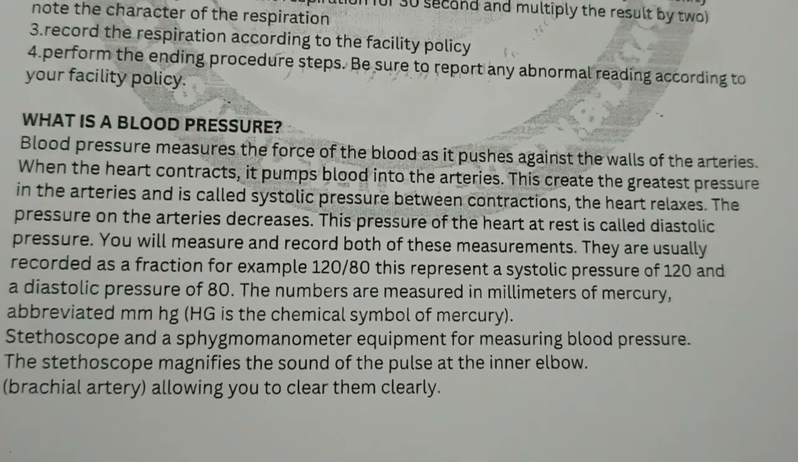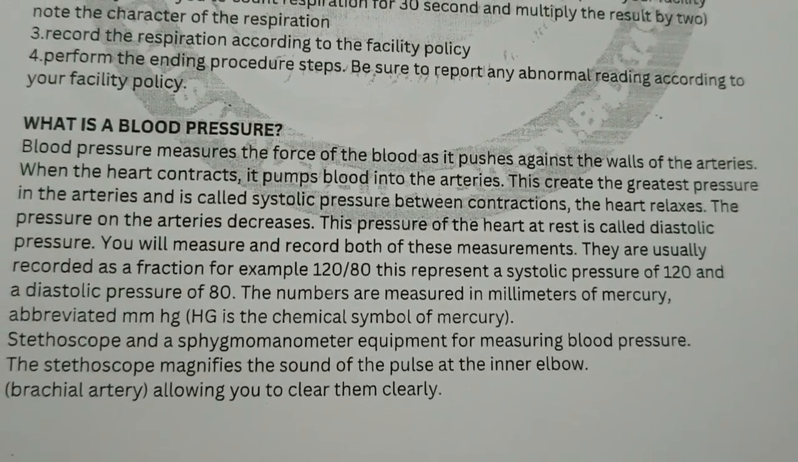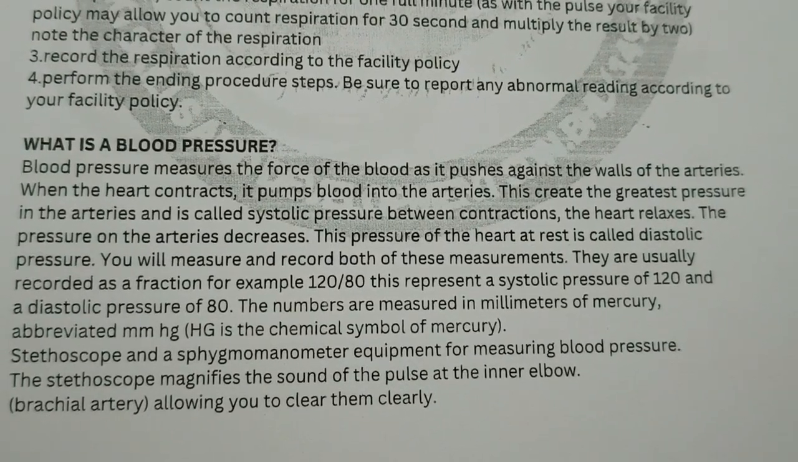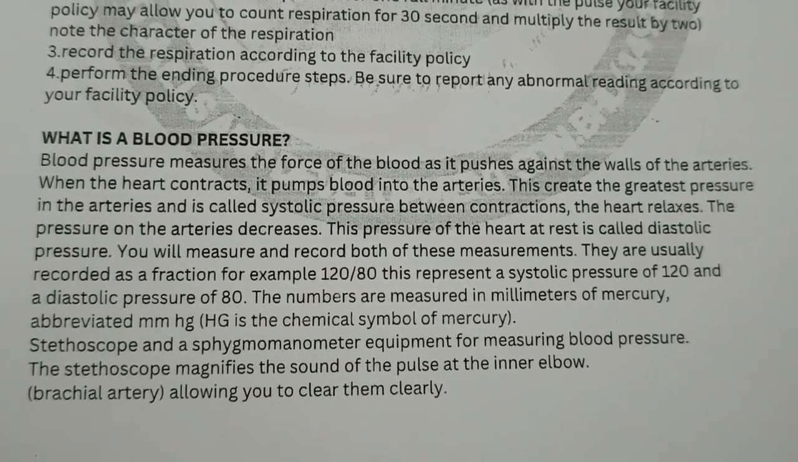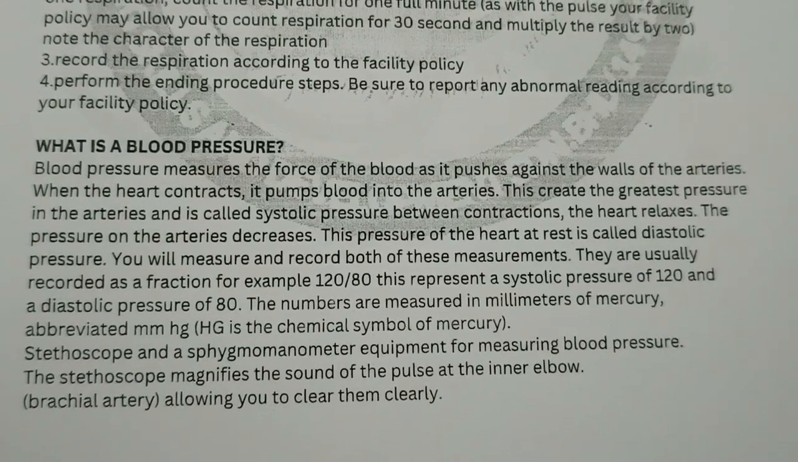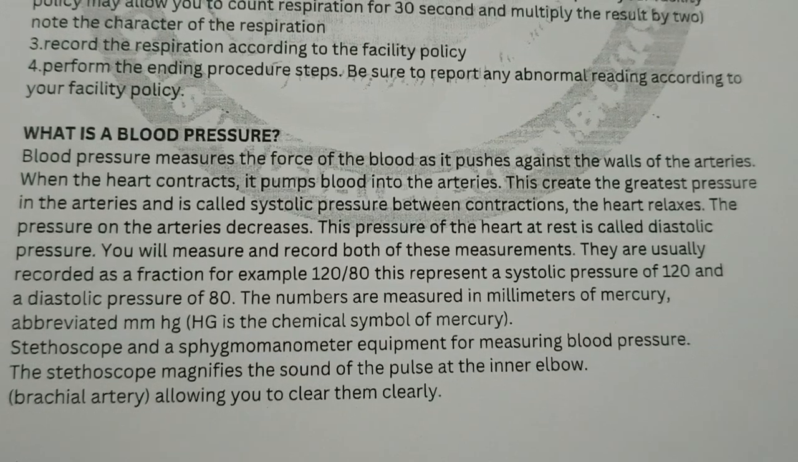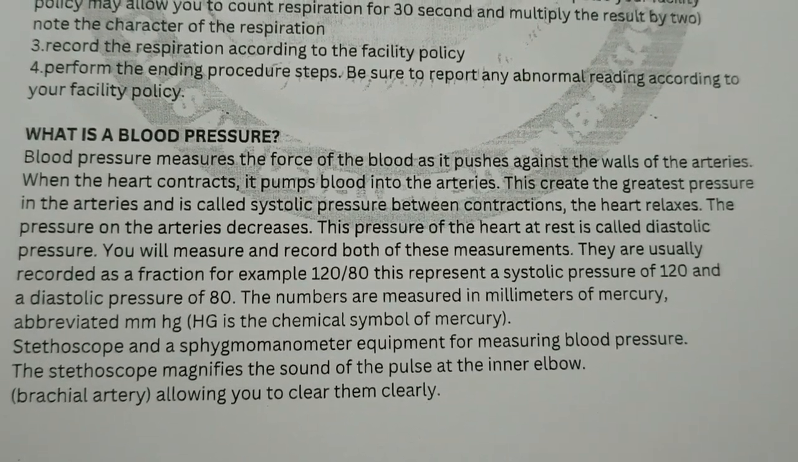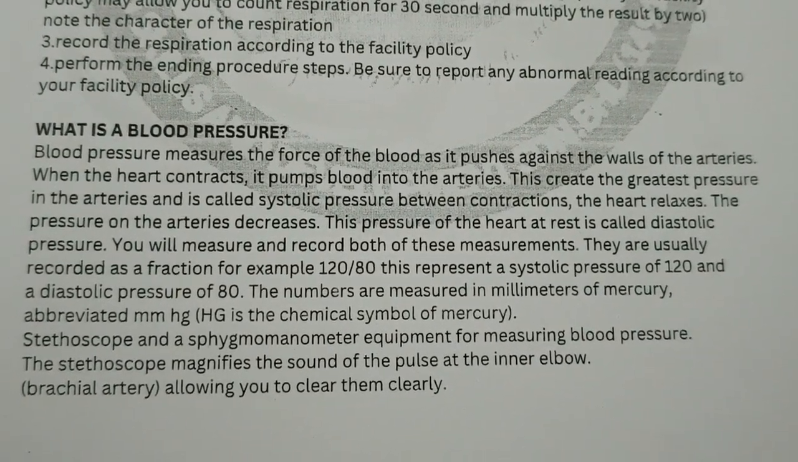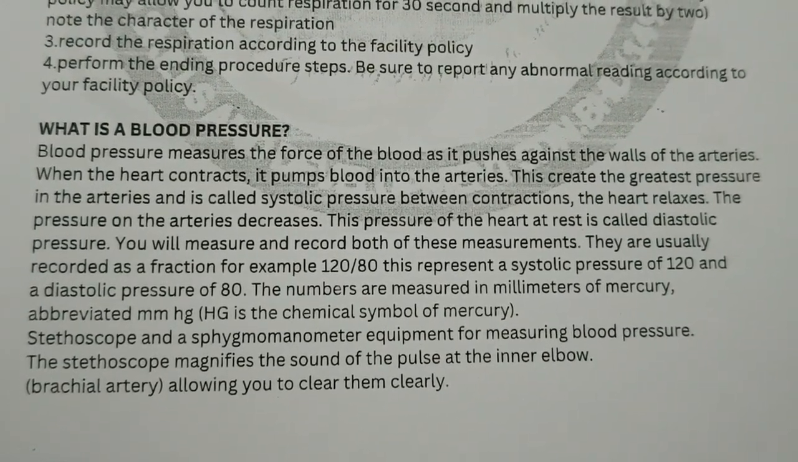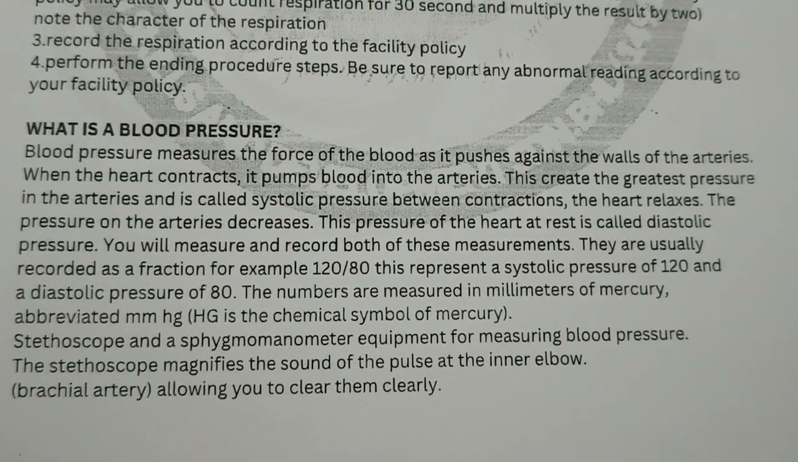You will measure and record both the systolic and diastolic pressure. They are usually recorded as a fraction, for example, 120/80. This represents a systolic pressure of 120 and a diastolic pressure of 80. The number is measured in millimeters of mercury, abbreviated mm Hg. Hg is the chemical symbol of mercury.